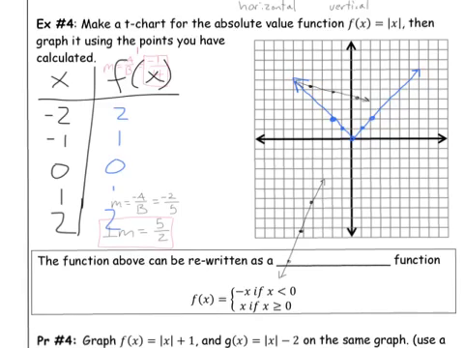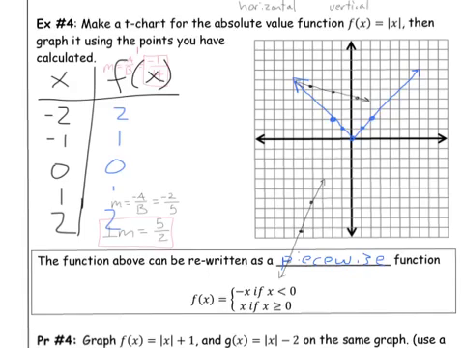We could kind of break this down into two functions. If we covered up the right side, we could say this kind of looks like f of x equals -x. And if we covered up the left side, we could say this kind of looks like f of x equals x. So we could break that up into two functions. And if we were to do that, we'd call it a piecewise function. Okay, it's a splitting of two functions.